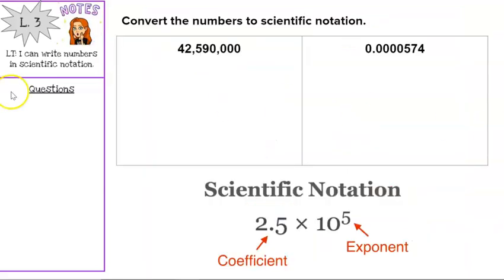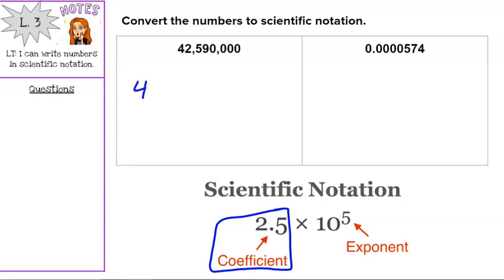Convert the numbers to scientific notation. There are two steps when converting a number between standard form and scientific notation. So the first step is to figure out what my coefficient is going to be. Remember that number needs to be between 1 and 10. So I'm going to look at this number and figure out where I could put a decimal point to make a number between 1 and 10.